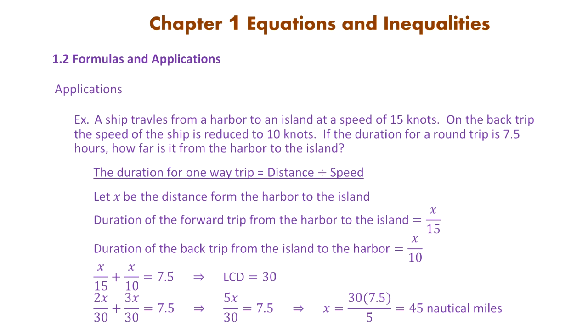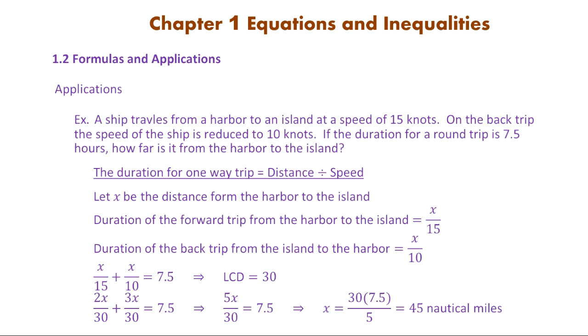So the formula here we use is the duration for a one-way trip. If we talk about just one way, it is distance divided by speed. That's the formula. Then again, we start assigning a variable to the question we asked. It's asking how far is it from the harbor to the island. Let's just assume it's x. So let x be the distance from the harbor to the island. We can use that to find the time for each trip.